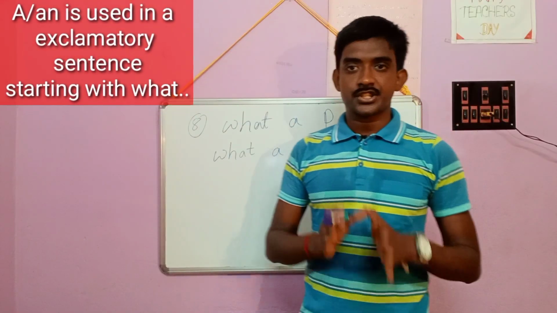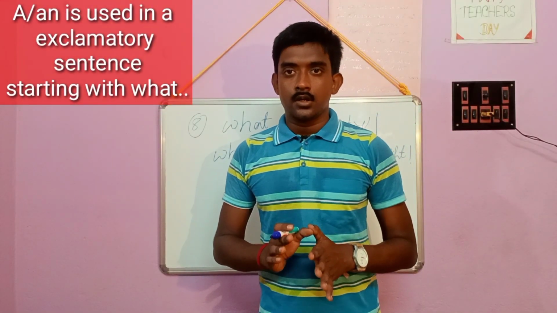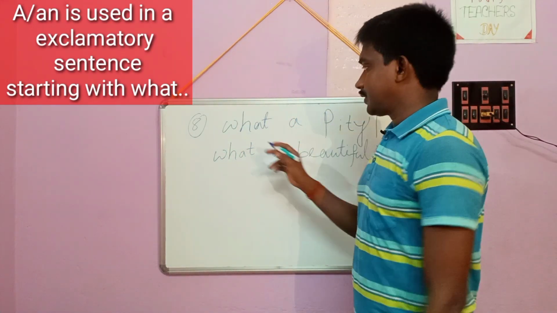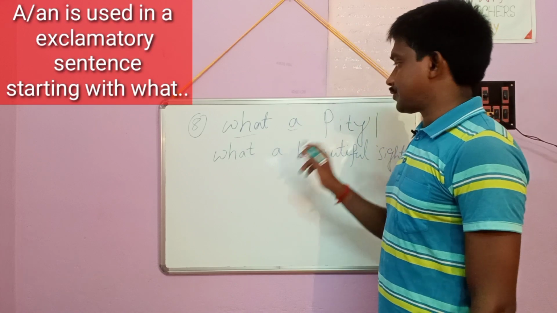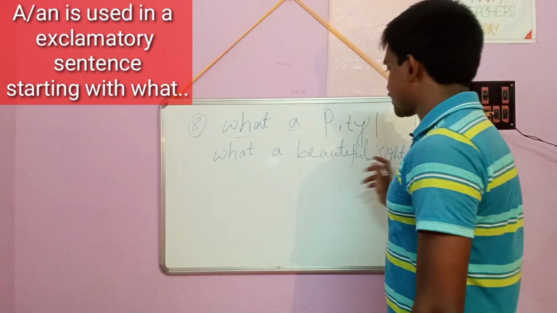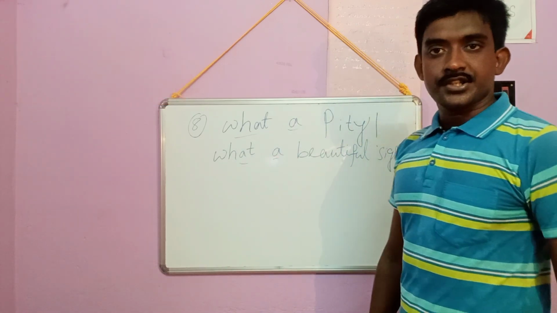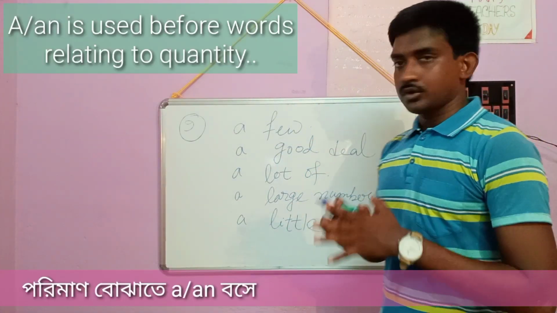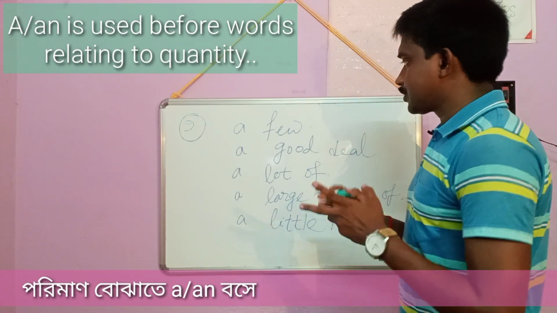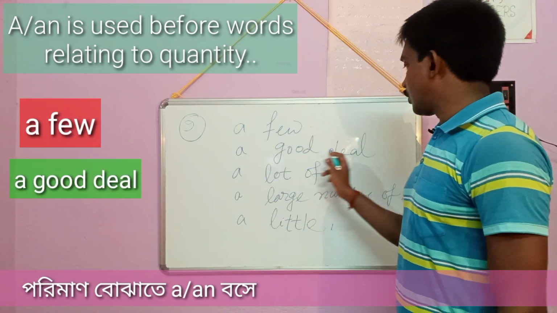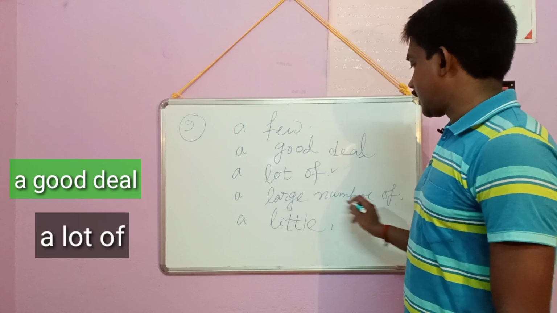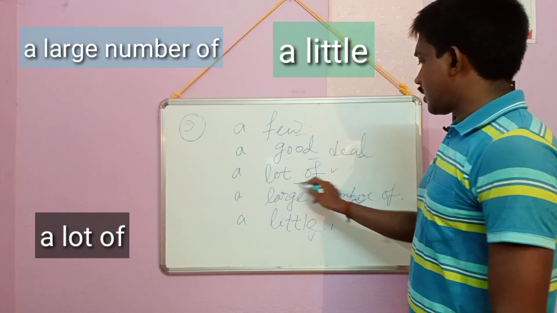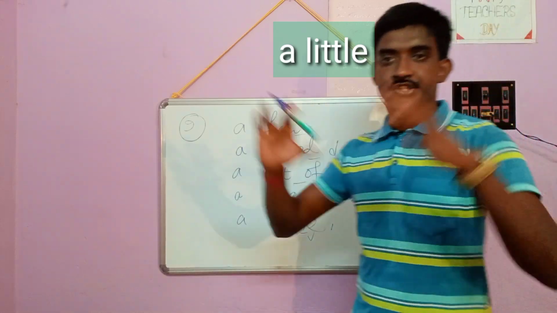In exclamatory sentences starting with what, a or an is used. Like, what a pity. What a beautiful sight. Next, some words relating to quantity. Before these words we can use a or an: a few, a good deal, a lot of, a large number of. All these words relate to some quantity.